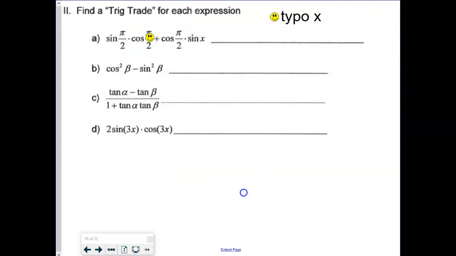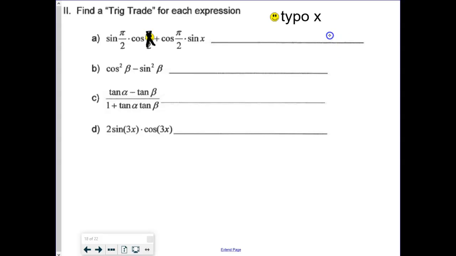Now, the next section, first of all, there's a typo. I know they don't look short, but they are. This is a typo. This is supposed to say X right here. I don't know if we fixed it on your sheet or not. So this is not like Friday's homework where they want you to simplify it and verify an identity. This one, they just want you to find the trig identity and condense it back together.